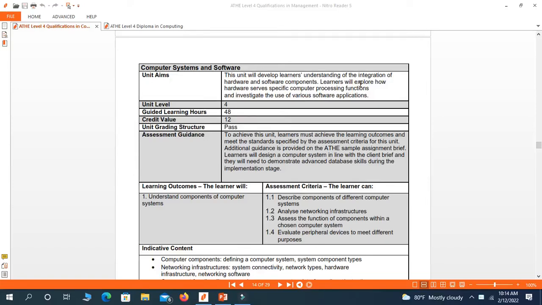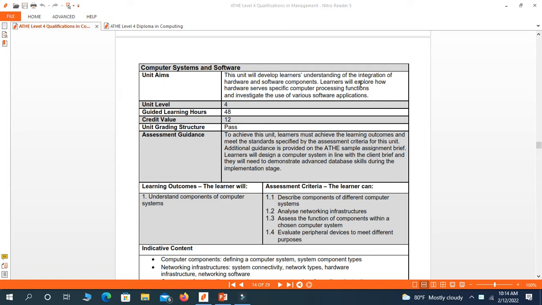Students, in today's class we are going to talk about computer systems and software. In yesterday's session we talked about IT and society, and we discussed some of the aspects of IT and society, how IT is changing our day-to-day life, and some applications of IT in our day-to-day life. In today's session we will talk about computer systems and software.